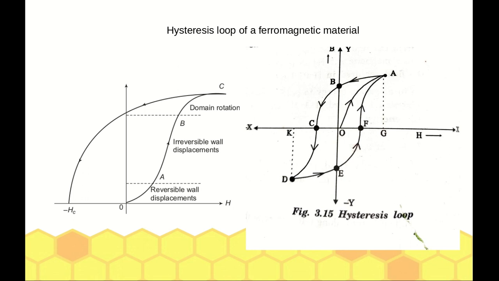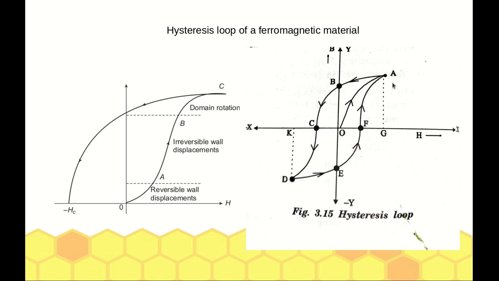Beyond the point B, when we further increase the magnetic field, the magnetization also increases, but this occurs due to the rotation of the domains. Due to this rotation, the magnetization is produced up to the point C. Beyond this, when we increase the magnetic field, no further magnetization occurs. So, the magnetization attained here is known as the saturation magnetization. Beyond this, when we increase the applied field, there is no further increase in the magnetization.